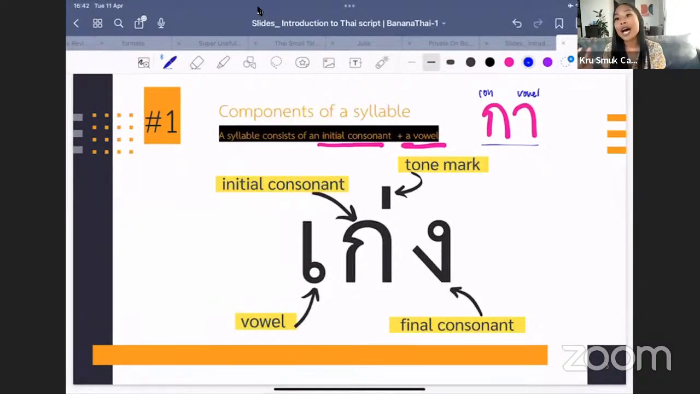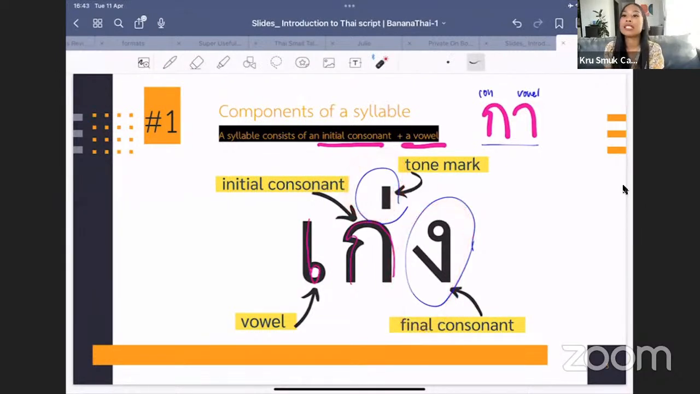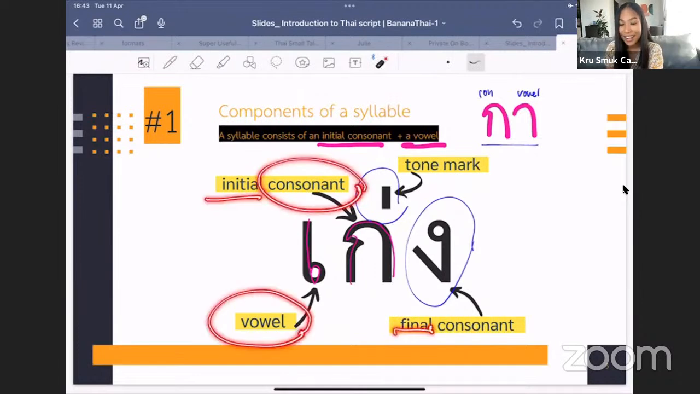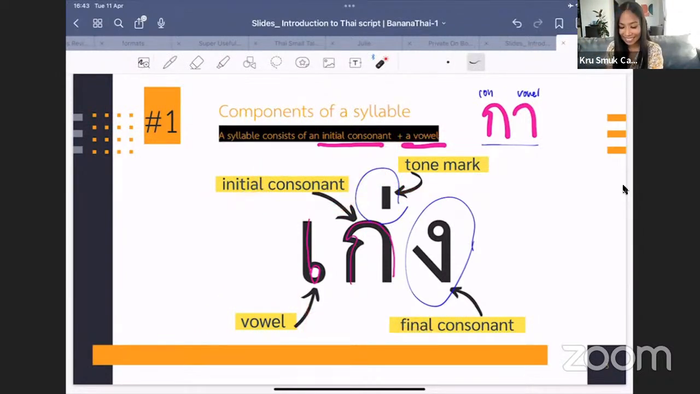However, there are also other components in a syllable, such as the final consonant or ending consonant and tone mark. Again, this is a must: beginning consonant or initial consonant and vowel. And then again, here in blue, you see tone mark and the final consonant. That is not necessary, but many words also have that. So that's why you have to learn the main points of consonants, which are initial and final. You have to learn vowels and you have to learn about tone marks. All good? Okay.